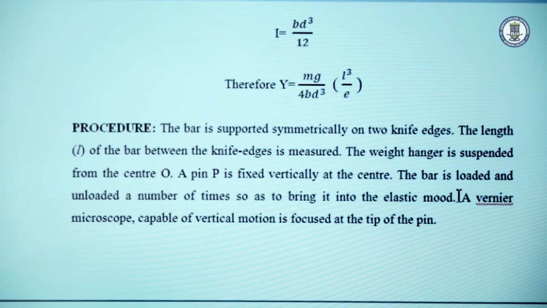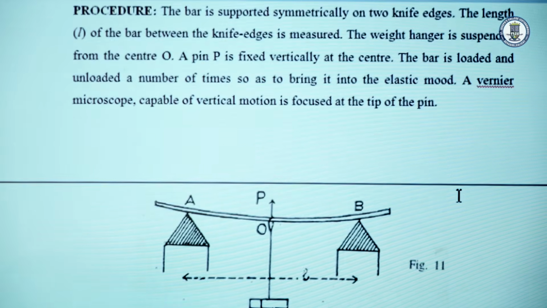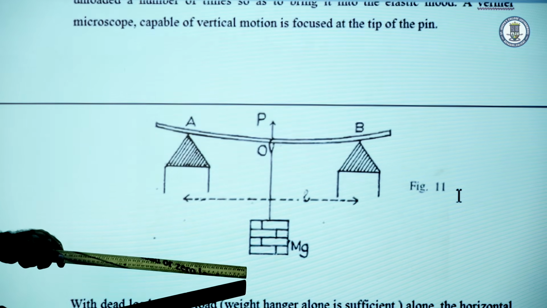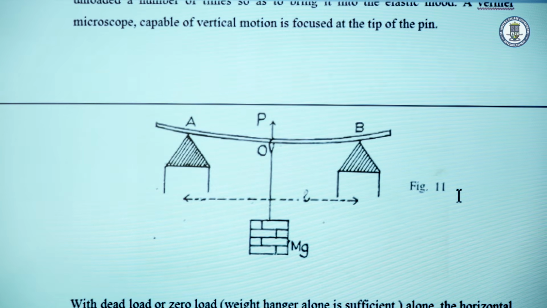Then using the pin and microscope method, we fix a pin on the center of the bar above the load. We are taking the reading corresponding to the pin. The horizontal crosswire of the microscope should coincide with the tip of the pin, and we take the reading. Then the bar is loaded with a mass M, W0 plus M, and the bar gets depressed. Then we again focus on the tip of the pin, and the new reading is taken. The difference between the two readings gives the depression E for a mass M.